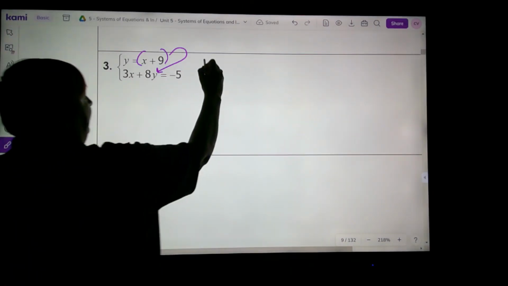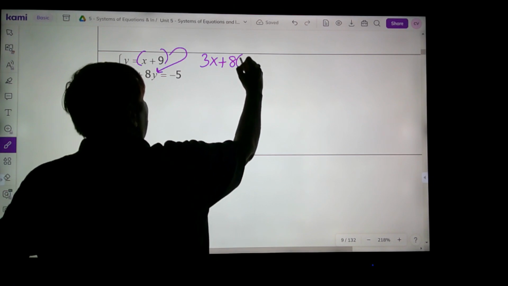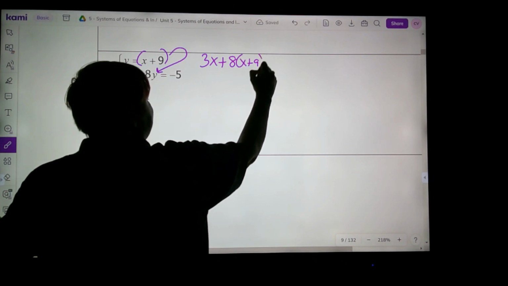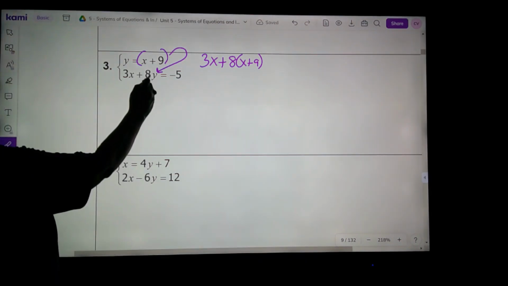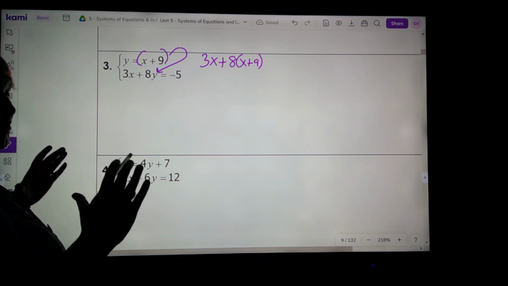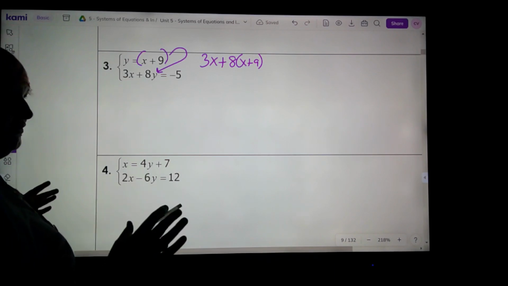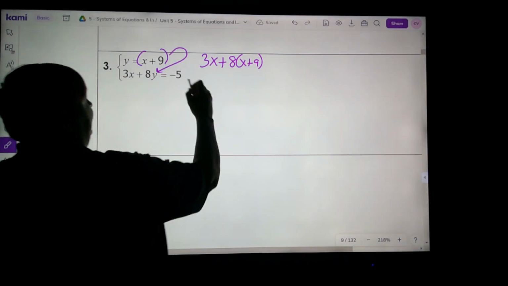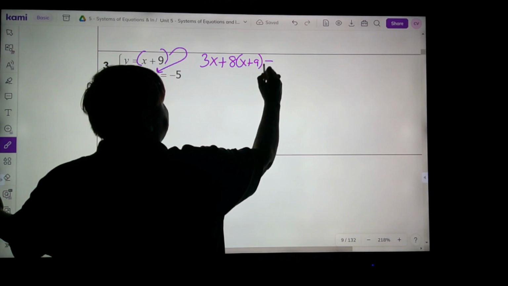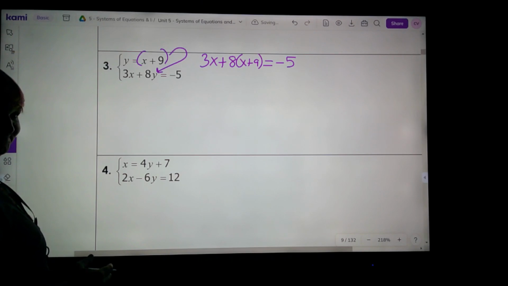Right? So 3x plus 8 times x plus 9. So instead of putting y, I'm going to put x plus 9. And because it's a group, I'm going to put it in parentheses so everybody knows it's a group. And then I'm just going to write the rest of the equation. Equals -5. And now I'm going to solve for x.